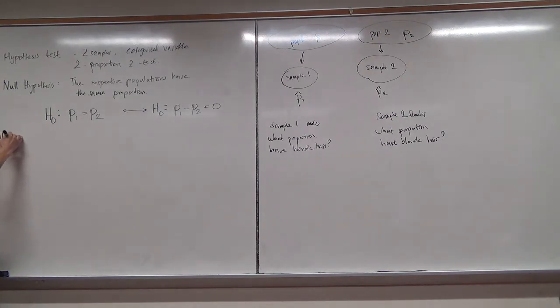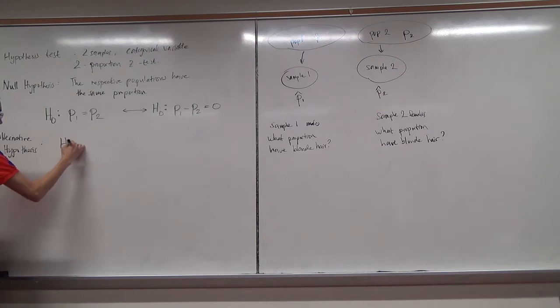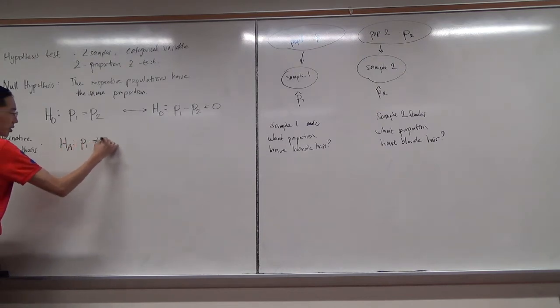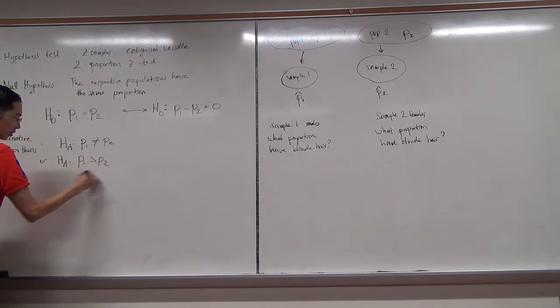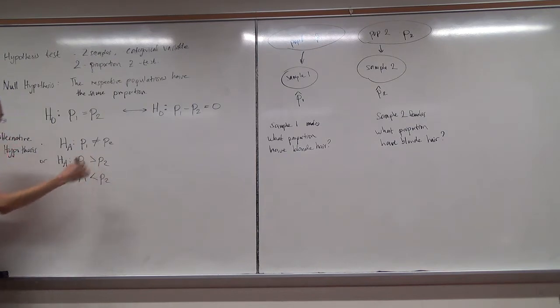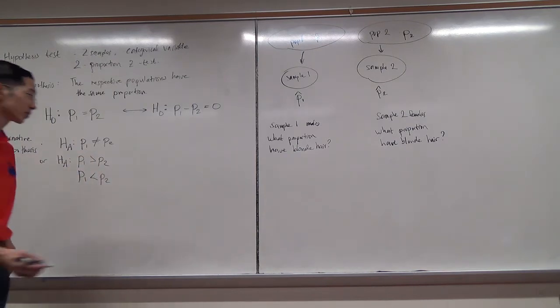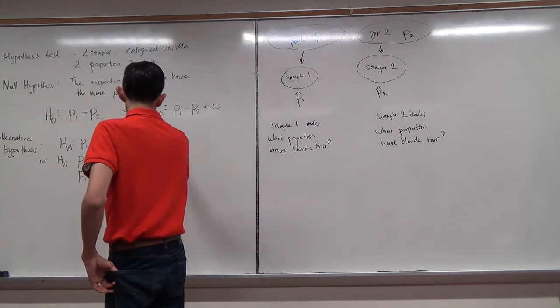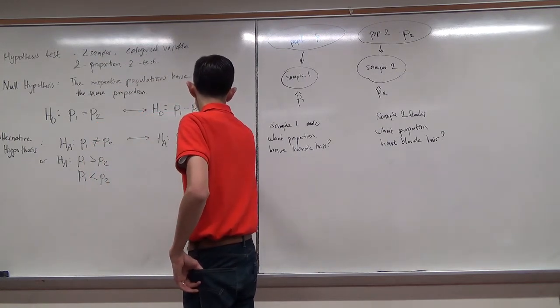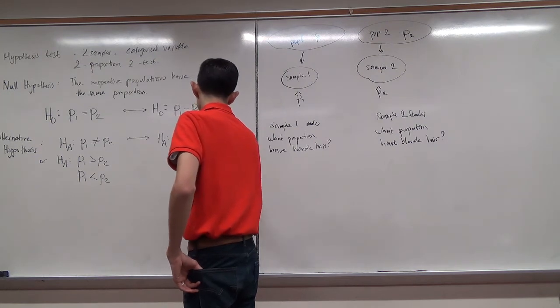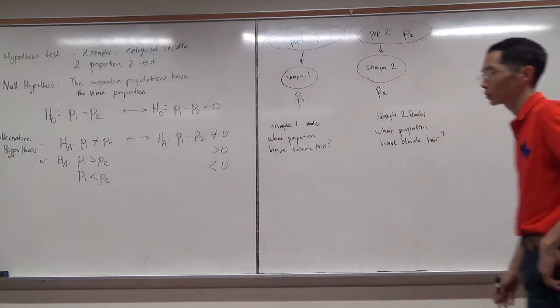The alternative, then, will be that the proportions are different, or that, so the alternative hypothesis could be P1 does not equal P2, or P1 is greater than P2, or P1 is less than P2, depending on how the question is phrased. And again, the equivalence in this alternate form works this way. Okay.